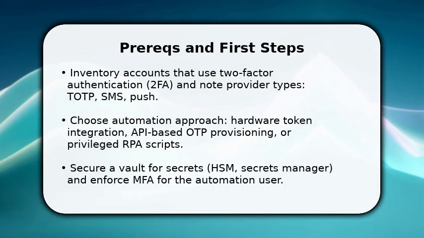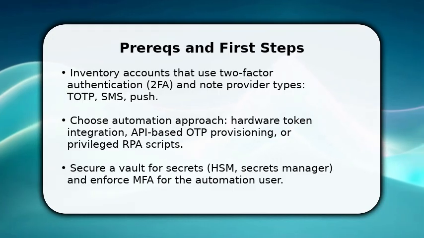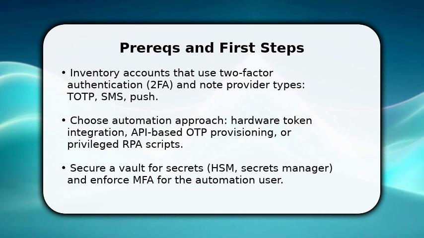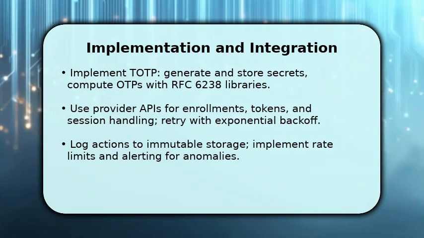Store every secret in a secure vault or HSM and create a dedicated automation identity with least privilege. Once done, generate API keys and service credentials and rotate them immediately to reduce exposure. Now implement the chosen flow.